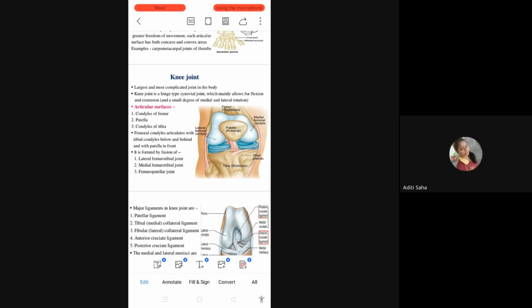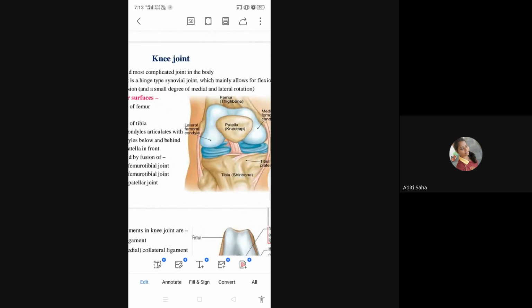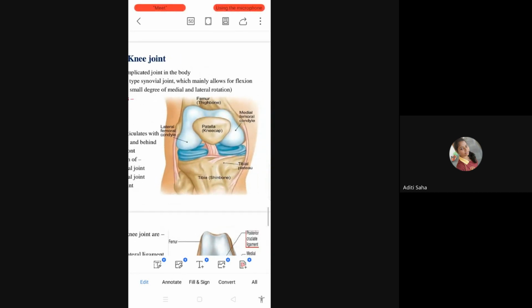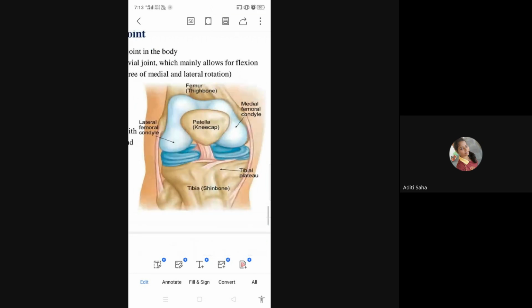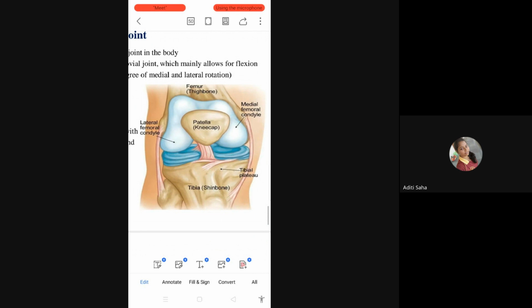Okay. So, next is what are the articulating surfaces of the knee joint? Means which surfaces are articulating in the knee joint? So the surfaces are condyles of the femur. You can see in this picture the lateral femoral condyle and medial femoral condyle. These are the two condyles of the femur bone. These are articulating with tibial condyles. But in between them, you can see a cartilage is present. That cartilage is depicted here by blue color.